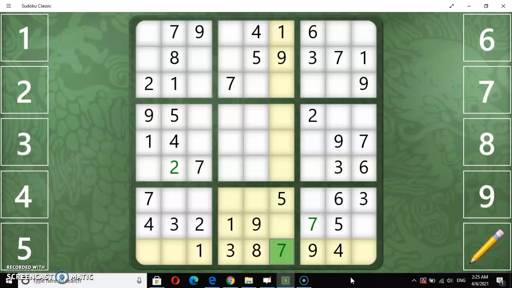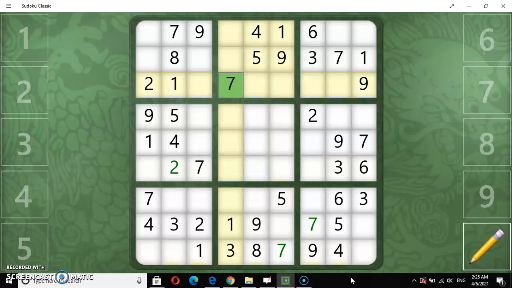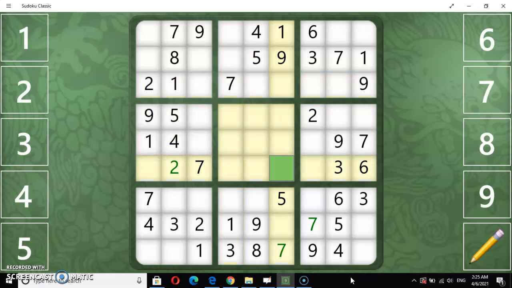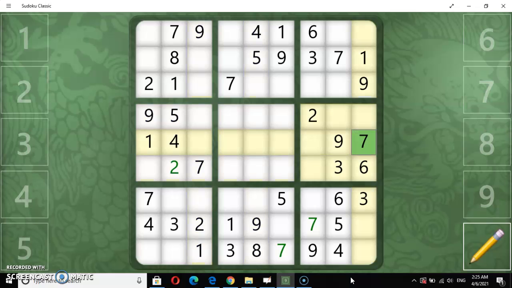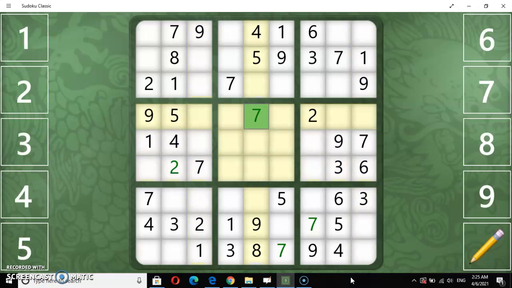Okay. Now here 7 and 7. So in this row I cannot write 7. Here I cannot write 7. Here I can write. So 1, 2, 3. Here I cannot write because of 7. Here I cannot because of 7. Here I can write 7. Okay.